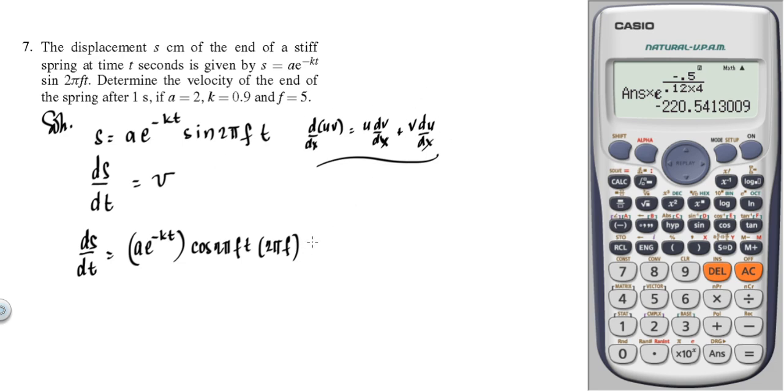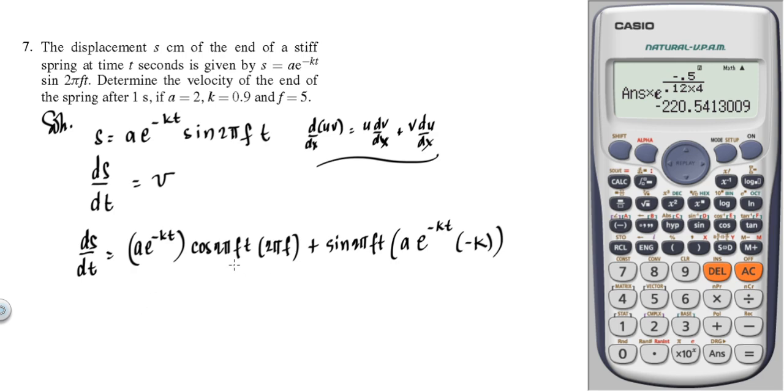Di pa tapos? Ito pa, sunod. So, plus sine 2 pi ft, copy, no? Yung second. Then, derivative of the first function. So, we have A, then e raised to minus kt. Then, derivative of minus kt is minus k. Okay, so minus k. There.